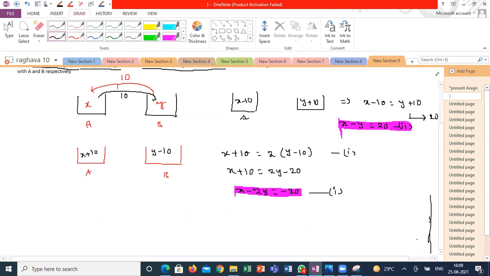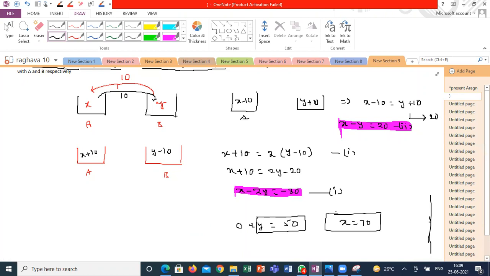So y equal to 50. I am subtracting: 0 minus y, minus 2y plus 2y. So minus y plus 2y is plus y, 20 plus 30. Y is equal to 50, correct? X minus 50, x is equal to 70. Yes, sir. Y is 50 and X is 70.